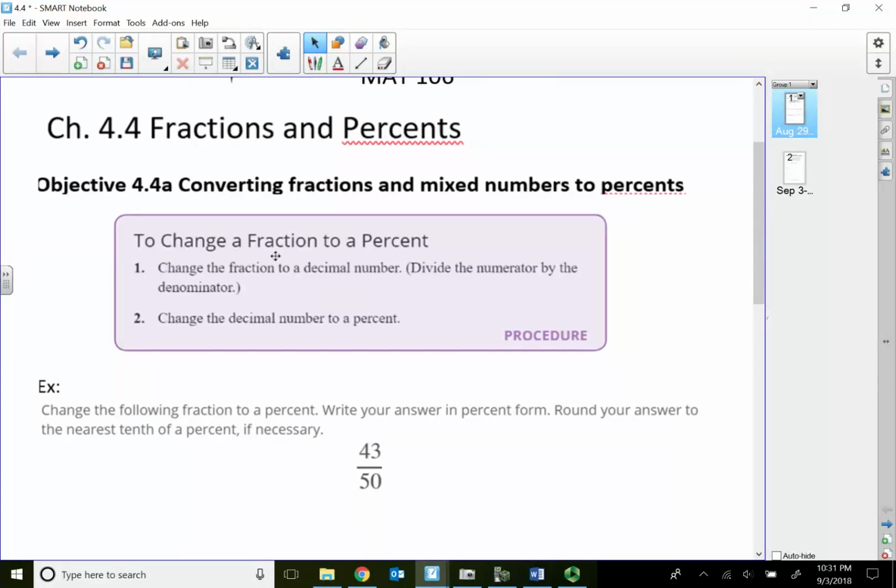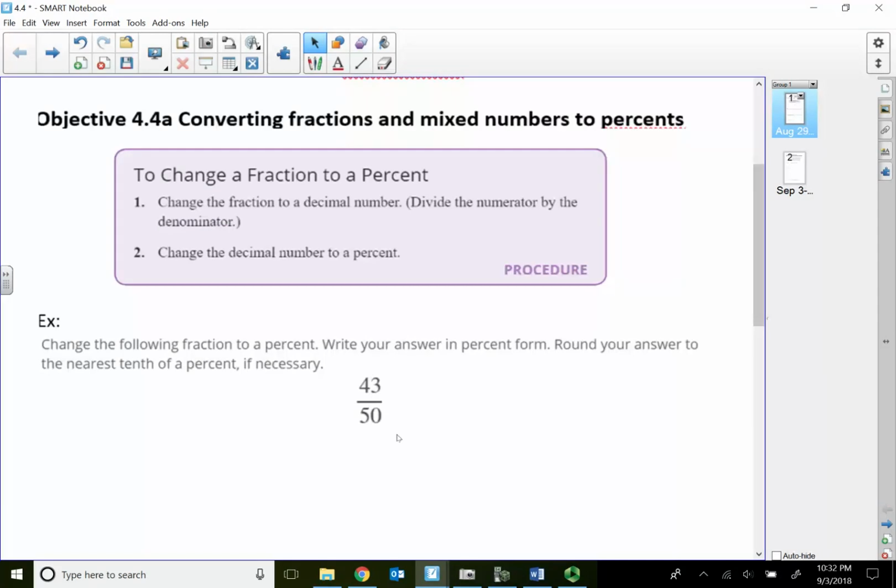To change a fraction to a percent, step number 1 says change the fraction to a decimal number first by dividing the numerator by the denominator. Basically, if I have a fraction, I'm going to turn this into a decimal. And then from the decimal, I can either move my decimal to the right 2 places or times by 100. So this is step number 2, change decimal to a percent.